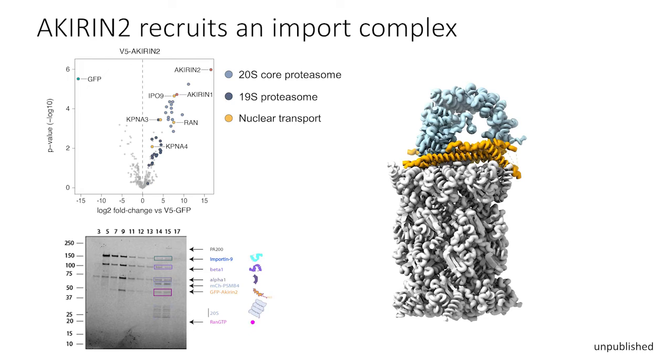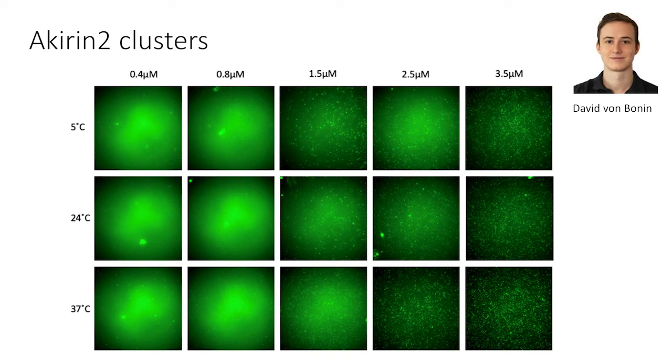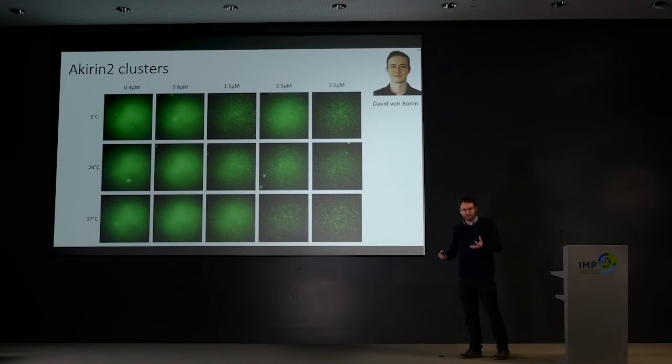For that, we looked into the properties of Acarine, or the physical-chemical properties. And we noticed that Acarine is clustering. So several Acarine proteins cluster together to form larger assemblies that might then sit on top of the proteasome, which would lead to clustering of more nuclear transport receptors on top of that.